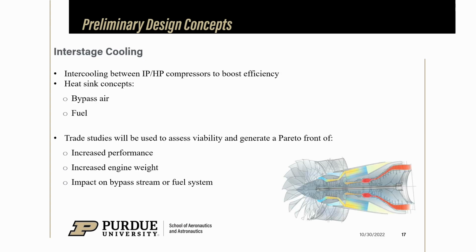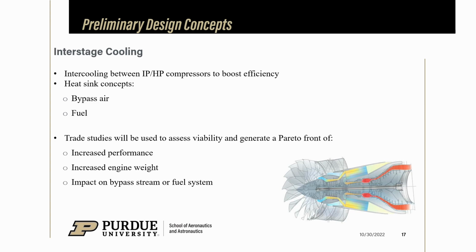So the first concept of interstage cooling, the idea is to take air from between the IP and HP compressors and cool it down so that you can boost the efficiency of the HP compressor. A couple of heat sink concepts that we have are using the bypass air, which, because we're going to a higher overall bypass ratio, is a very attractive option. The other concept we have is to dump that heat into the fuel. It's worth noting that intercooling, while it's used in some industrial gas turbines, as far as we know, is not utilized in an actual engine flying around.